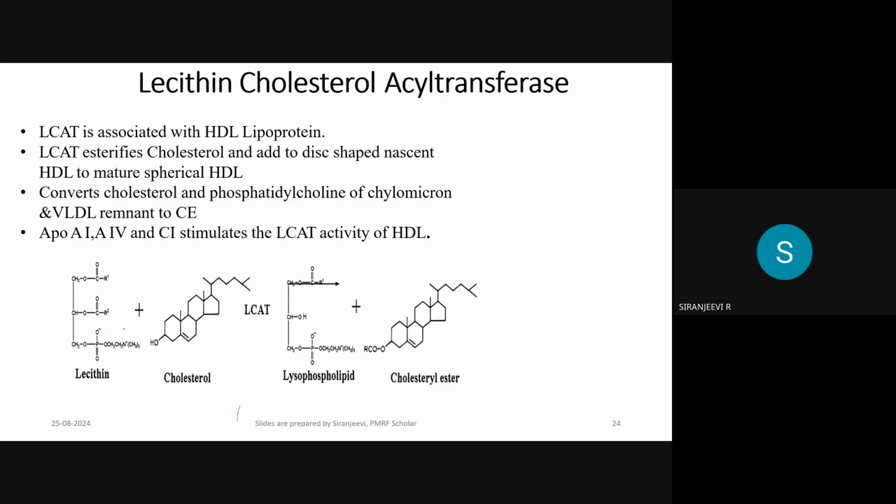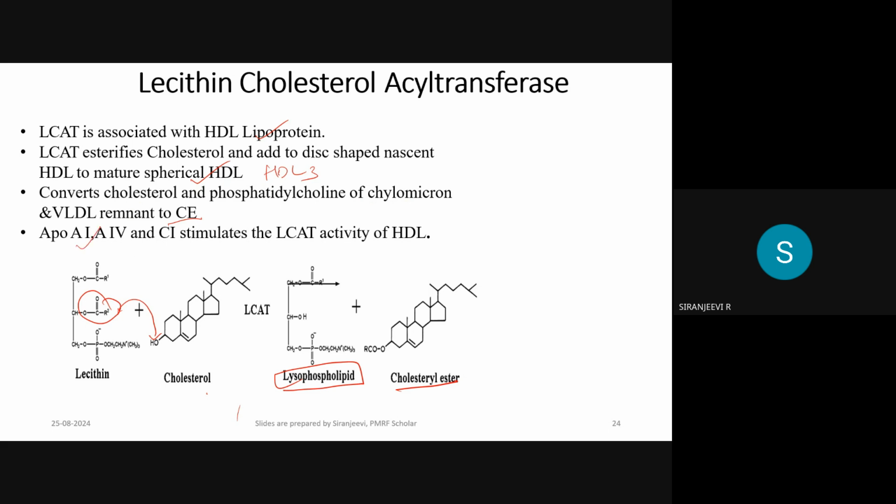It will transfer the free fatty acid molecule, or the acyl molecule, from the lecithin to the cholesterol. So one molecule is transferred from here to here. It forms a cholesterol ester, and the lysophospholipid is formed here. So LCAT is associated with the HDL lipoprotein, and LCAT esterifies the cholesterol and adds it to the disc-shaped nascent HDL to make it spherical, that is called HDL3.